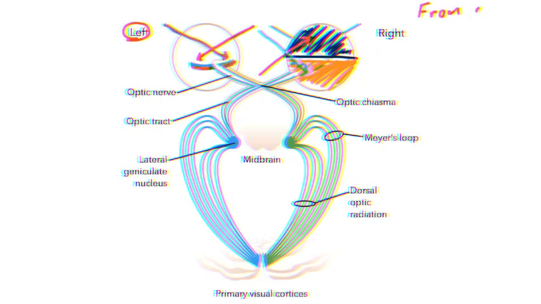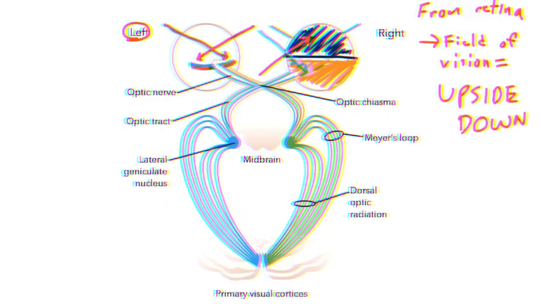In other words, from the perspective of any point on the retina, the field of vision is upside down and backwards. So this will make more sense after we do some examples.